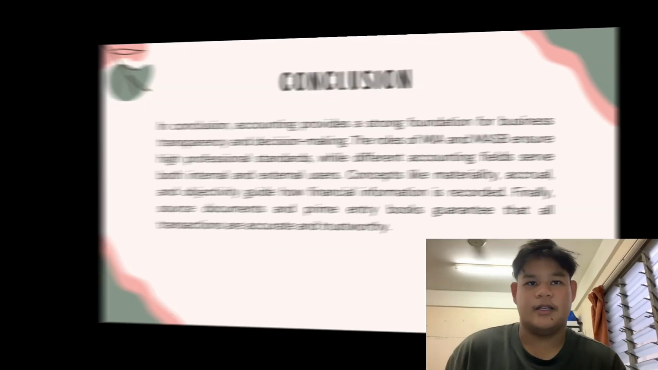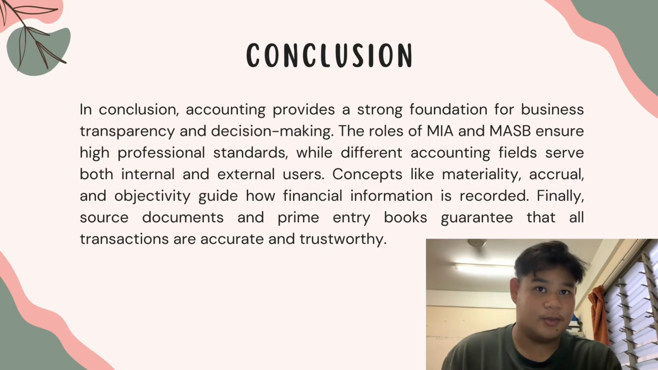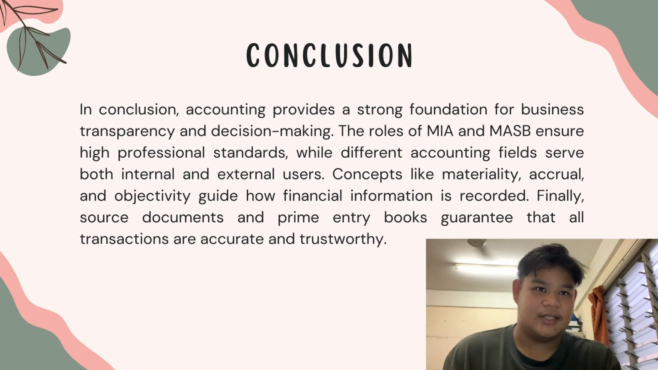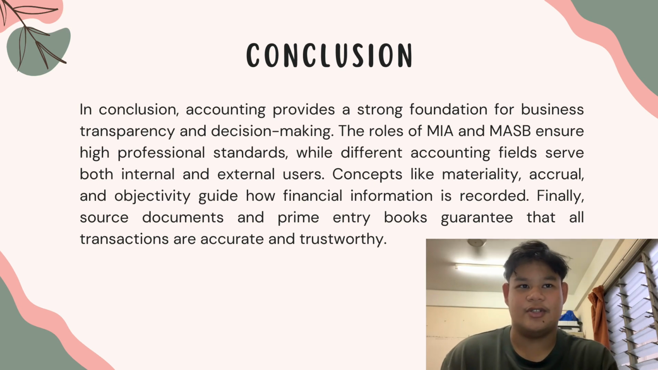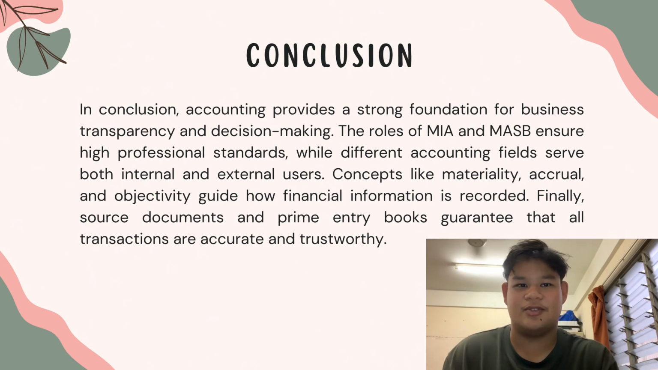That's all. Conclusion. In conclusion, accounting provides a strong foundation for business, transparency and decision making. The rules of MIA and MASB ensure high professional standards, while different accounting fields serve both internal and external users. Concepts like materiality, accrual, and objectivity guide how financial information is recorded. Finally, source documents and prime entry books guarantee that all transactions are accurate and trustworthy.